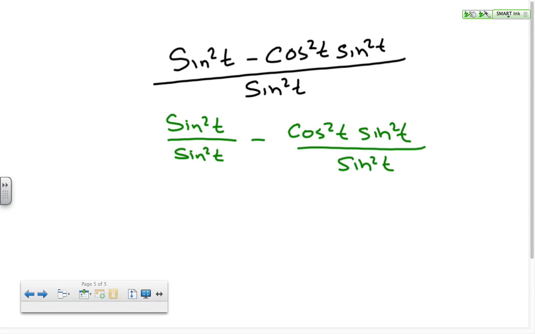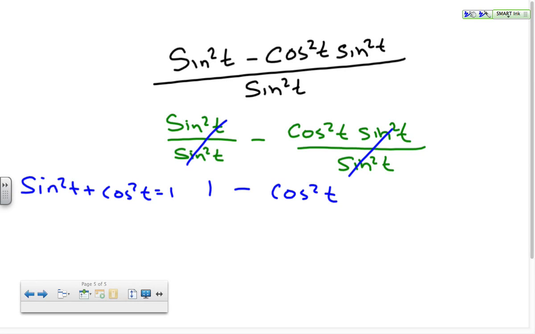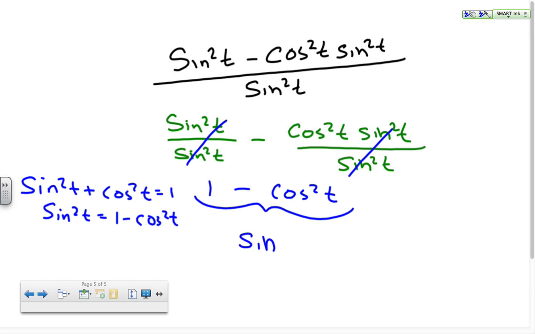Okay, so now what I can do is I can cancel these out in this case, and I get 1 minus cosine squared t. Now, if you'll remember, sine squared t plus cosine squared t equals 1. Okay, that's one of our rules, right? So the sine squared t equals 1 minus the cosine squared t. So we can replace this with sine squared t. And that's as simple as I can go.